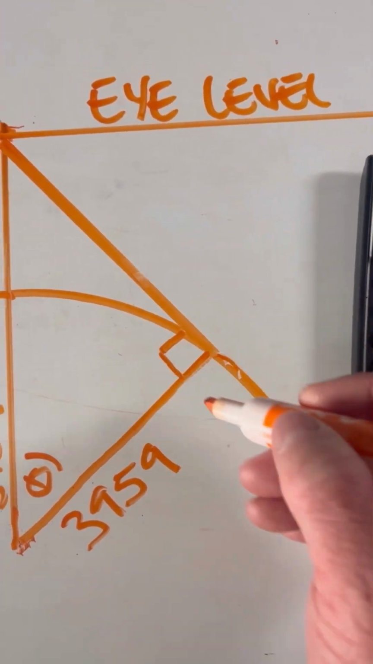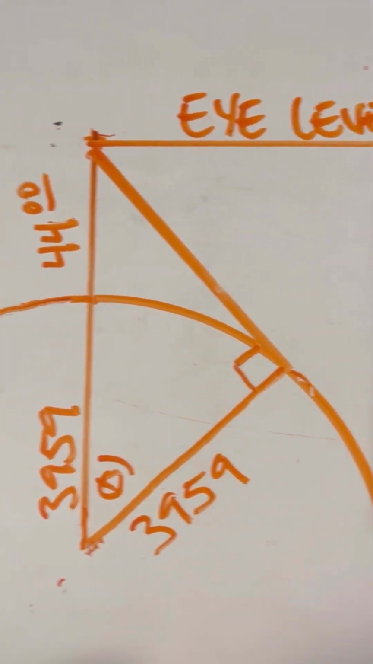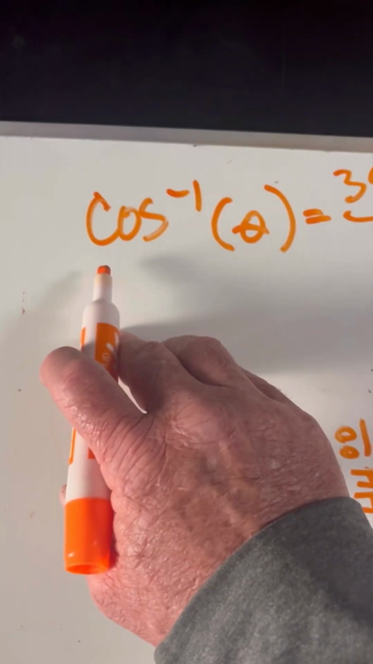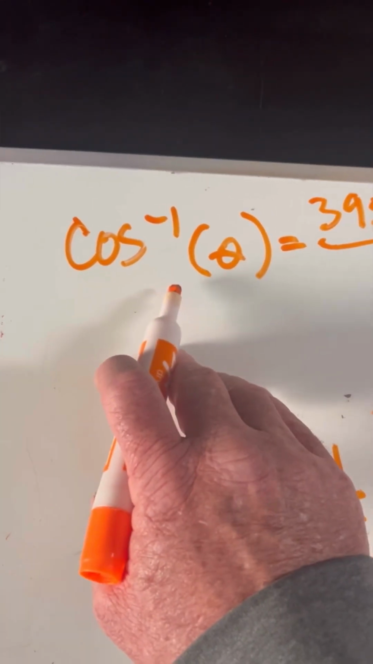You can see we have a 90-degree angle here. This would be our adjacent side. This would be our hypotenuse. So we would use the arc cosine function. This is how you would write that out. We're solving for this angle here.